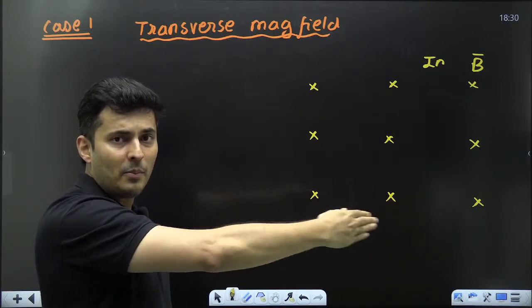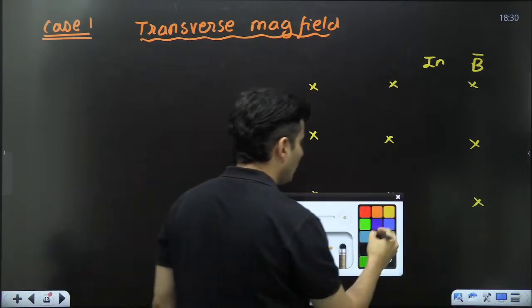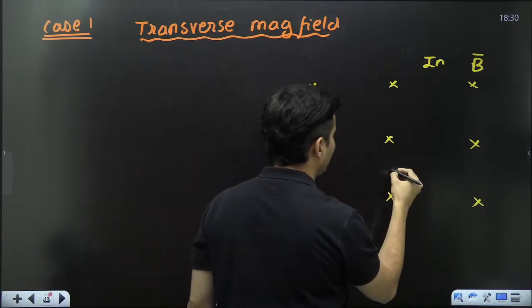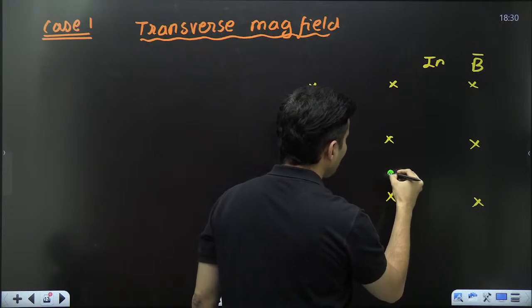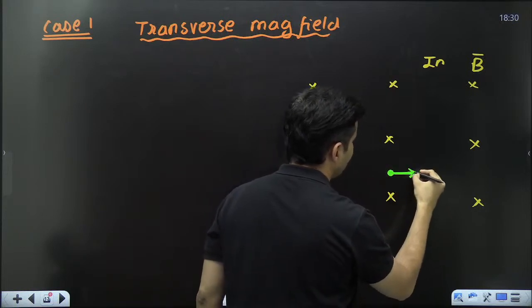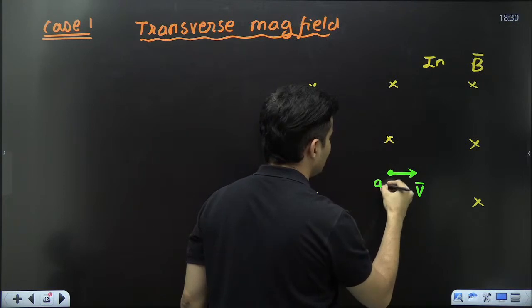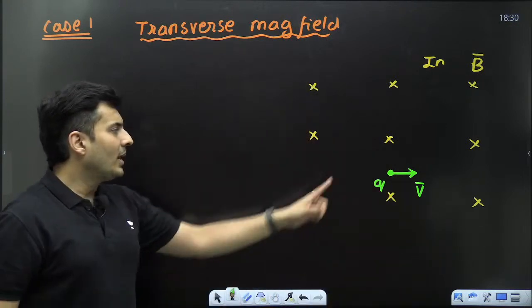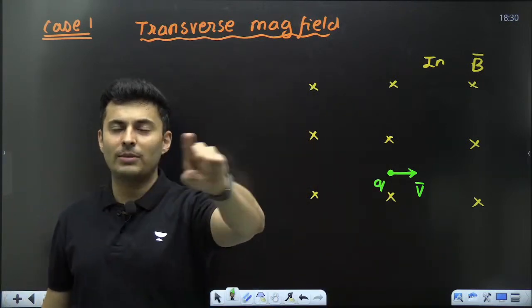B is inside, perpendicular to that. So essentially you are just throwing the particle like this with some velocity. There is a charge Q. Can you guess the direction of the force? Everyone put up the answer in the chat box.